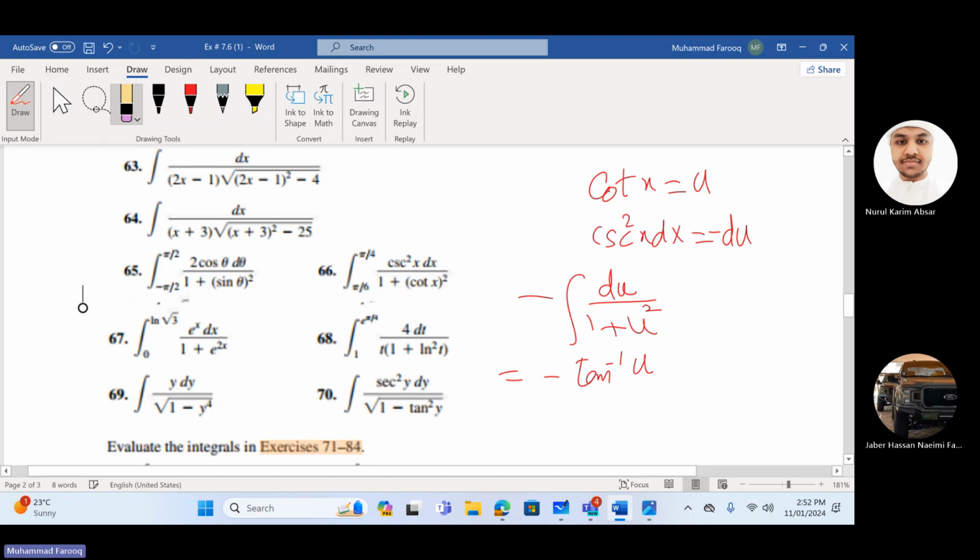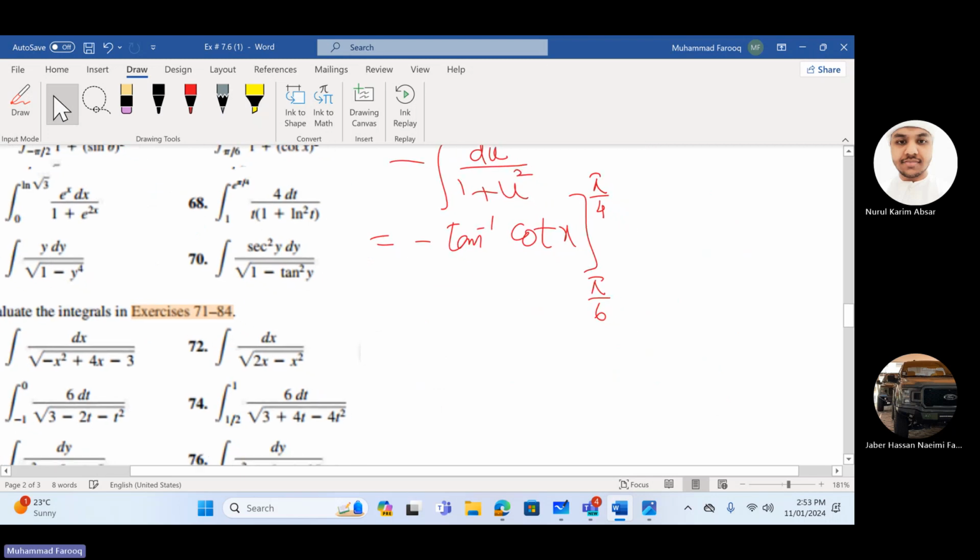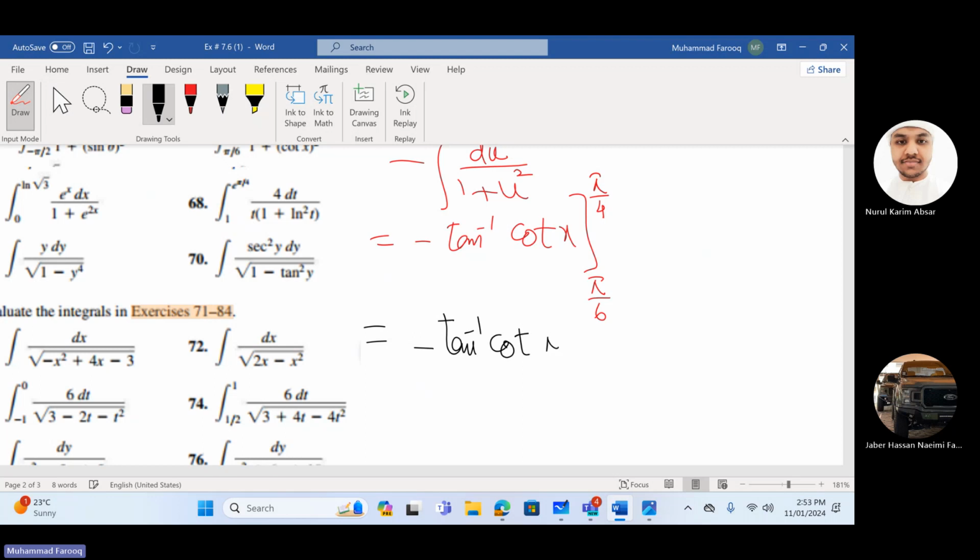Don't write plus c. We have limits. Put back the u value. So u is basically how much? Cotangent x. It has limits from where to where? Pi by 6 to 5 pi over 4. Right. Now please substitute upper limit in the answer and lower limit in the answer. So this is negative sign, please. Tangent inverse of cotangent. Upper limit how much? Pi over 4. So I put upper limit in my answer minus lower limit in my answer.